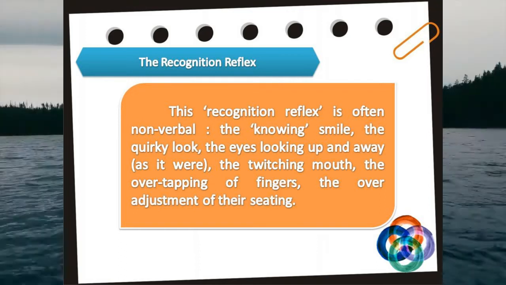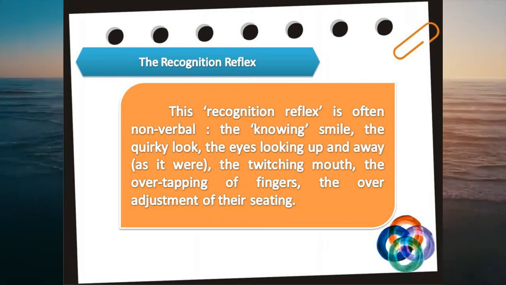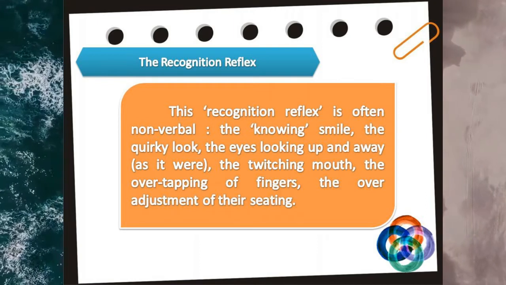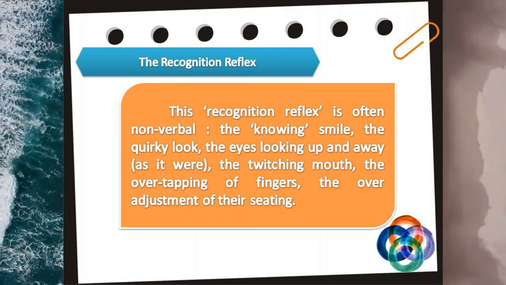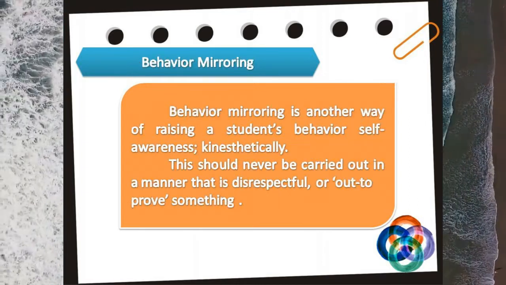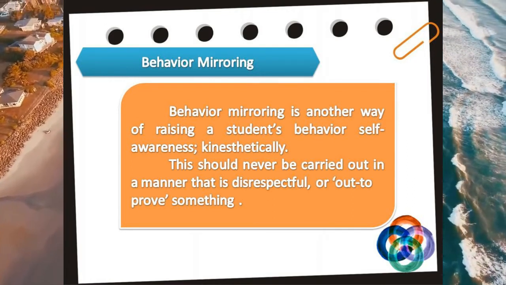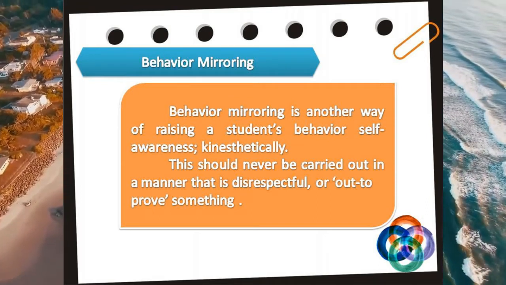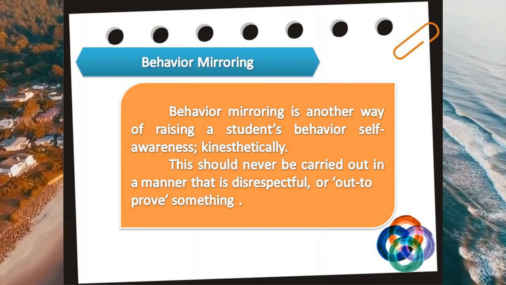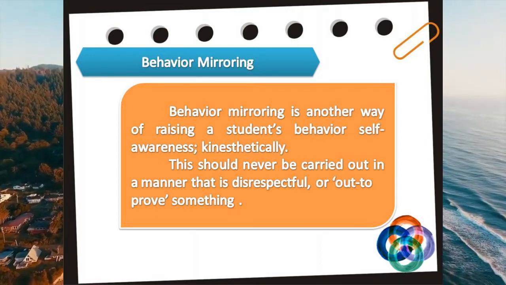The knowing smile, the quirky look, the eyes looking up and away, the twitching mouth, the over-tapping of fingers, the over-adjustment of their sitting. Next, behavior mirroring. Behavior mirroring is another way of raising a student's behavior self-awareness kinesthetically. This should never be carried out in a manner that is disrespectful or out to prove something.